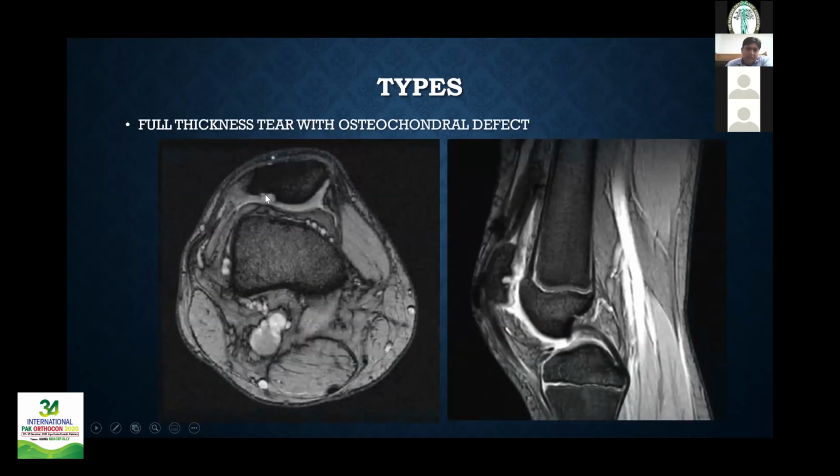Again you see that there is a large defect here with some bony irregularity in the subchondral bone. So this is a full thickness tear with an osteochondral defect, and here on the sagittal images you can clearly see the bony defect in the underlying bone as well. So this is a grossly abnormal bone, grade 4 injury with osteochondral defect.